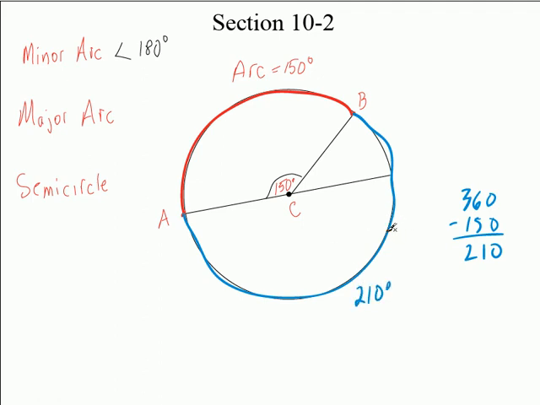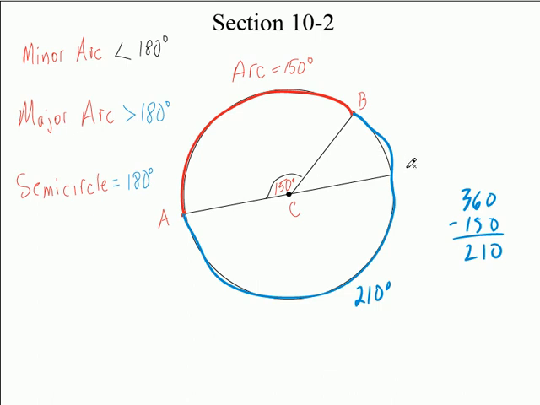Now, what do you think? We've got a minor arc is less than 90 degrees, or less than 180 degrees, I'm sorry. Then a major arc, what do you think that is? It's going to be greater than 180 degrees. All right. Now, if a minor is less than and a major is greater than, what do you think a semicircle is? Equal to 180 degrees.